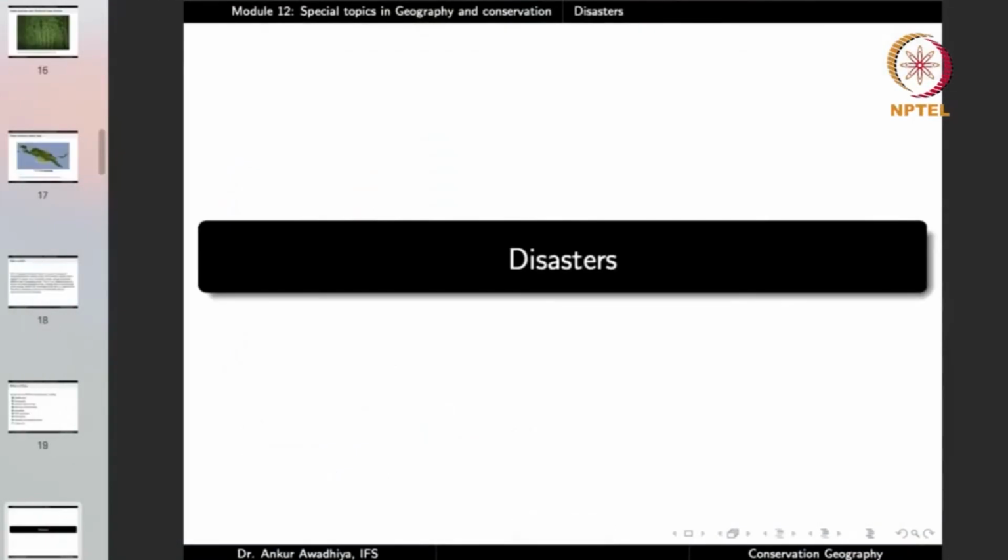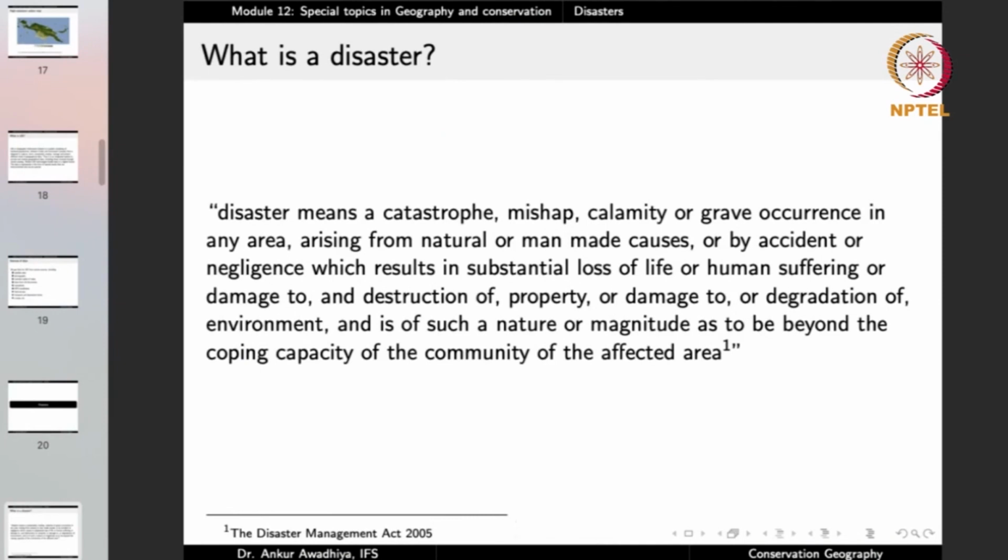Now coming to today's topic of disasters. What is a disaster? Disaster means a catastrophe, mishap, calamity, or grave occurrence in any area arising from natural or man-made causes or by accident or negligence, which results in substantial loss of life or human suffering, or damage to and destruction of property, or damage to or degradation of environment, and is of such a nature or magnitude as to be beyond the coping capacity of the community of the affected area. Now this is the definition from the Disaster Management Act 2005.